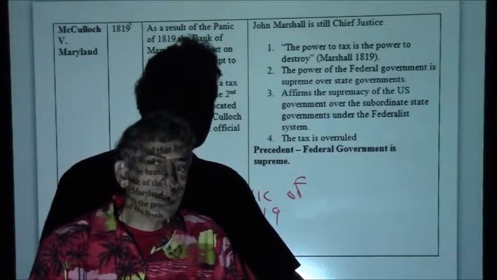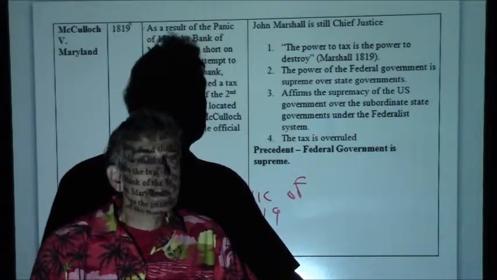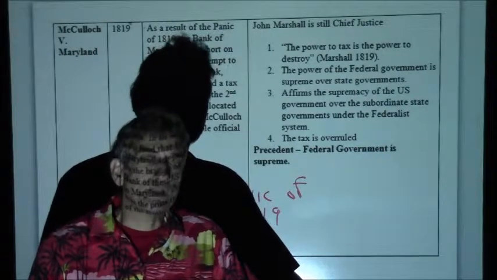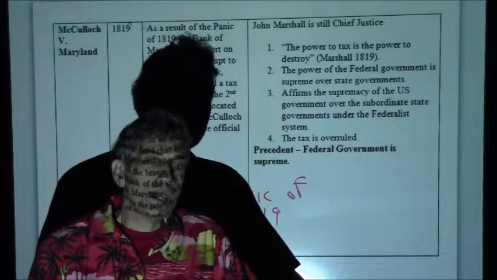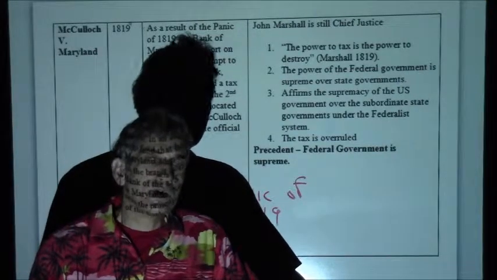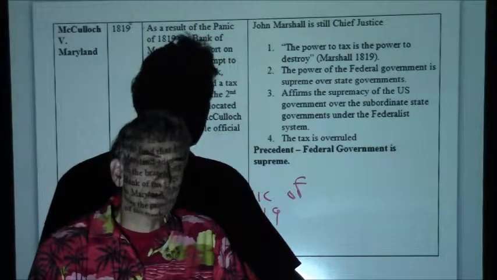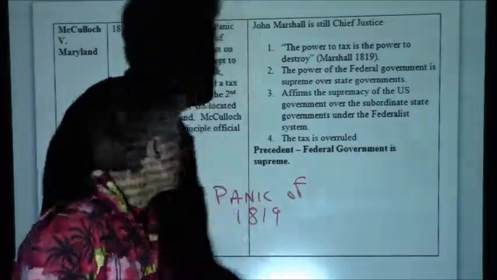Well, we know today that doesn't make a lot of sense. But in 1819, it was an attempt. It was an attempt to get some money into the state banking system, and it was also a power try. Is the federal government supreme or is the state government supreme? So let's take a look at the notes there.